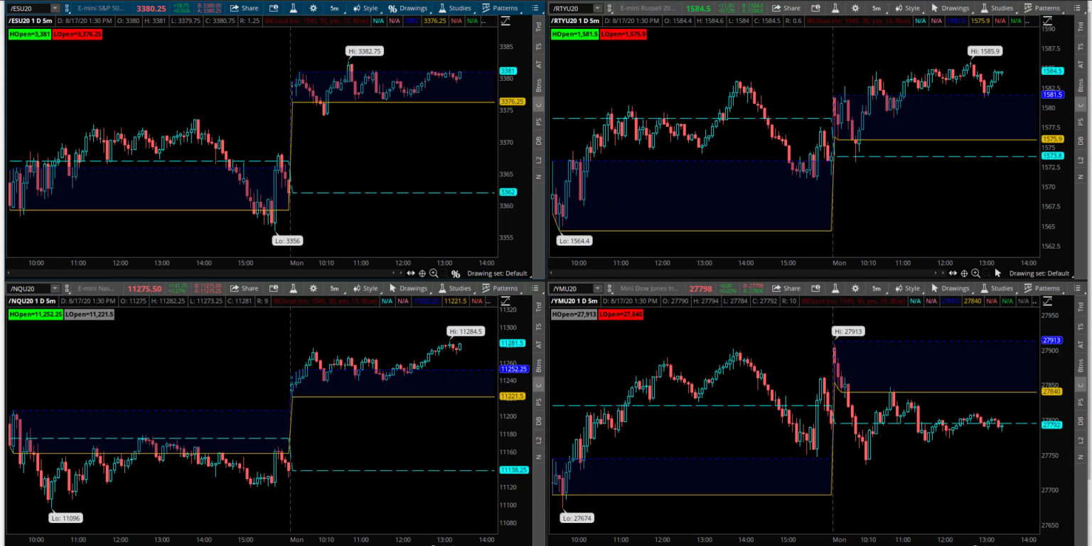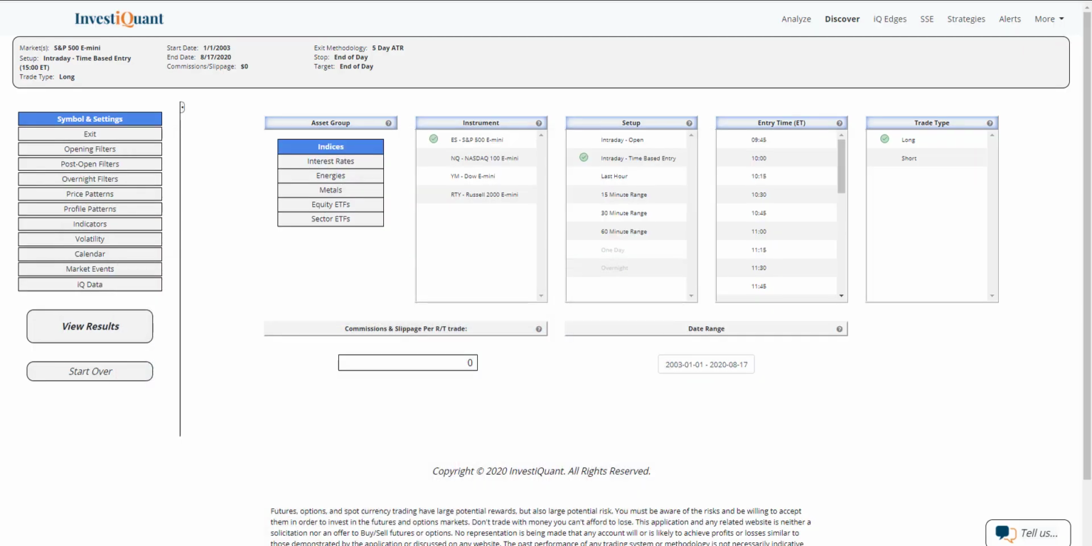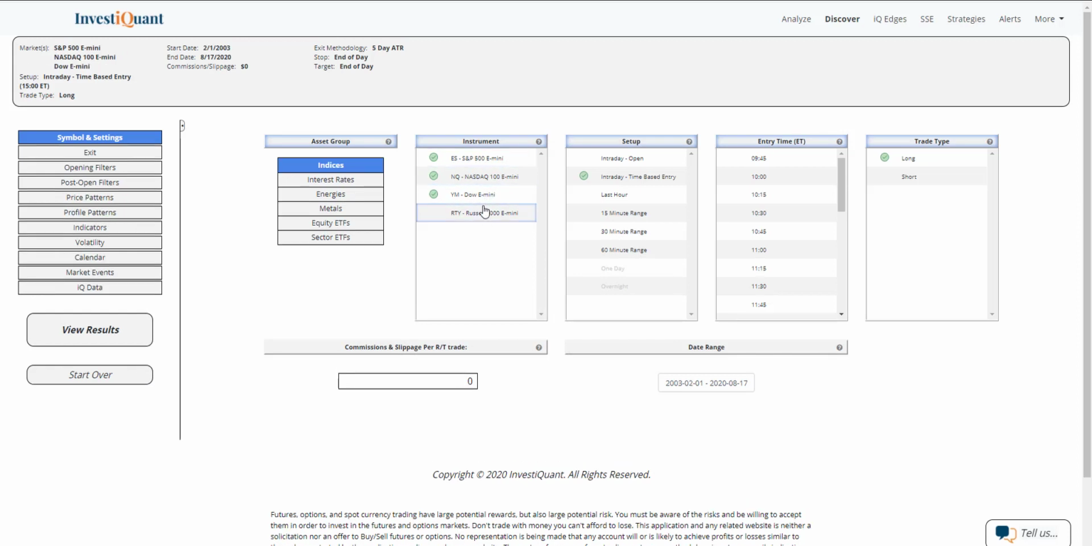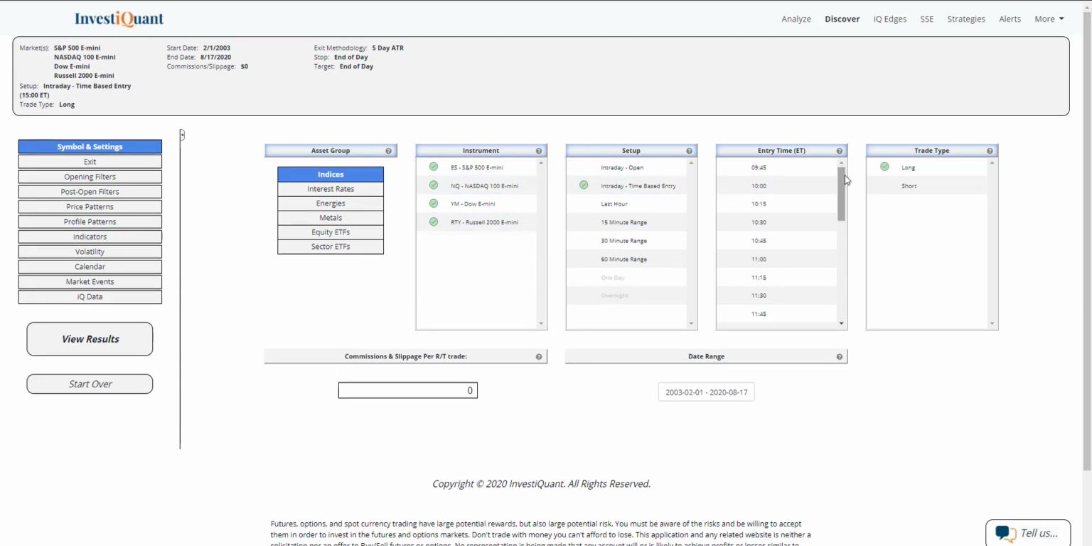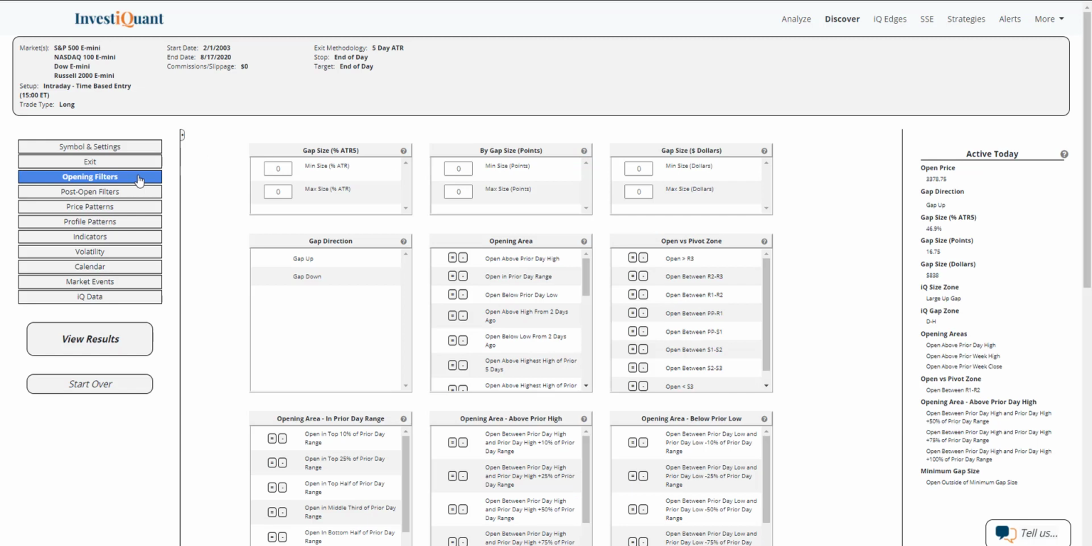So what I want to look at this afternoon is what has happened historically when you get this consolidation-like activity as we approach the close. So let me set this up here in Discover. We will use all four instruments. The setup will be entering long at 3 p.m. Eastern Time, exiting at the close at 4:15 p.m. Eastern Time. Now for the opening filter, I'm going to use opening above the prior day high.